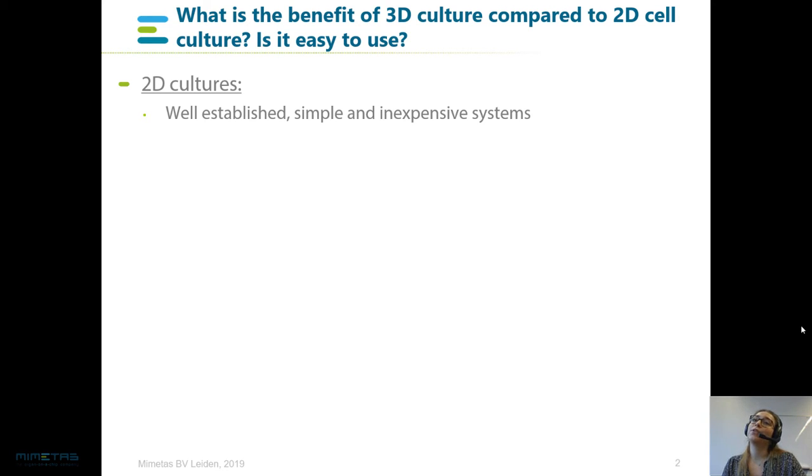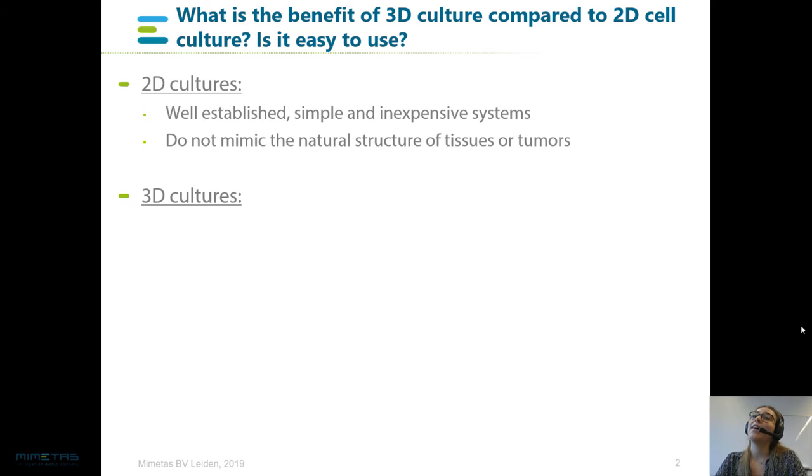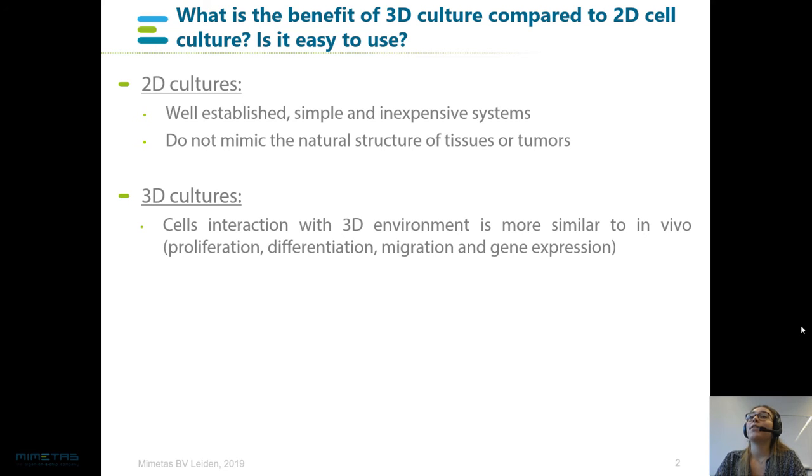The problem is that 2D culture cells don't mimic the natural structure of tissues or tumors, because the interactions between cells and with the ECM are not the same as they would be in vivo. So you can have, for instance, cells with abnormal expression patterns, resulting in cells behaving differently from how they would in vivo. On the other hand, in 3D cell culture systems, the cells attach to one another and to a 3D ECM in a way that is more similar to the in vivo situation.